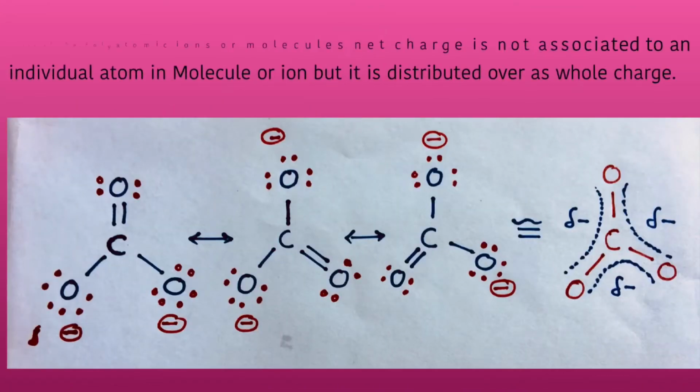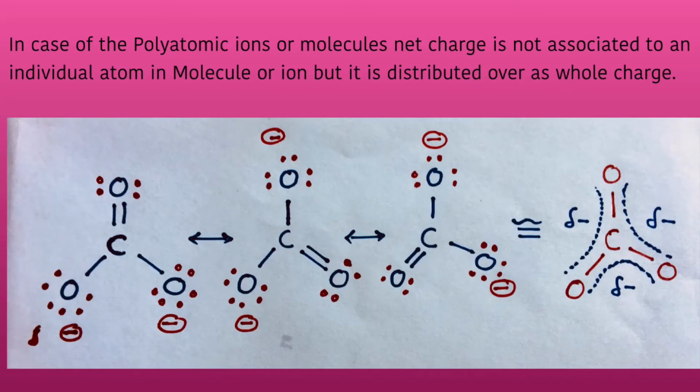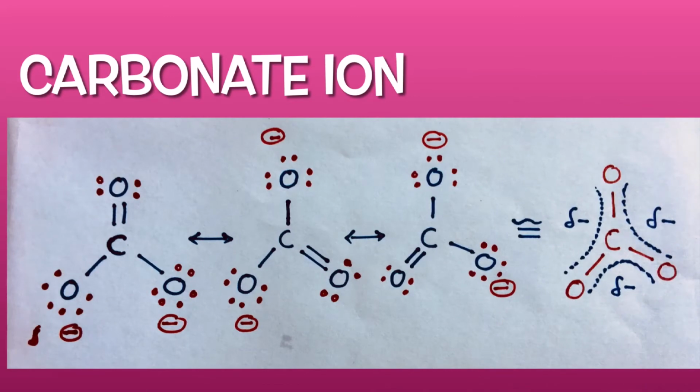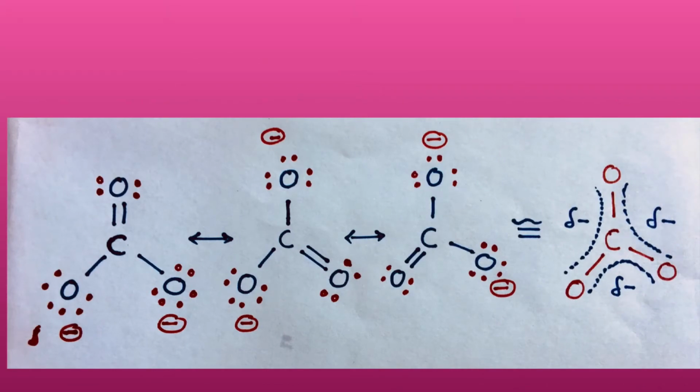While studying formal charges in the case of a polyatomic ion or molecule, the net charge is not associated with an individual atom in the molecule or ion, but that charge is distributed over the whole molecule or ion. Observe the example of the carbonate ion. I have shown the four different structures. In those structures, the negative charge is not associated with two oxygen atoms only. This negative charge is associated with three oxygen atoms along with the carbon atom also.